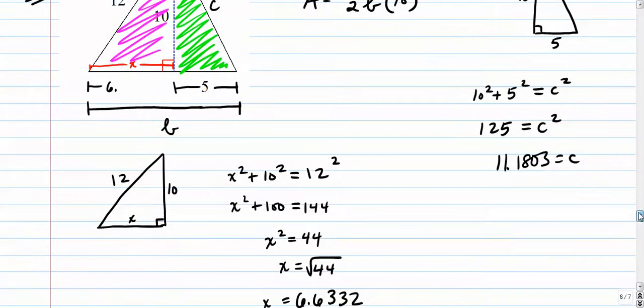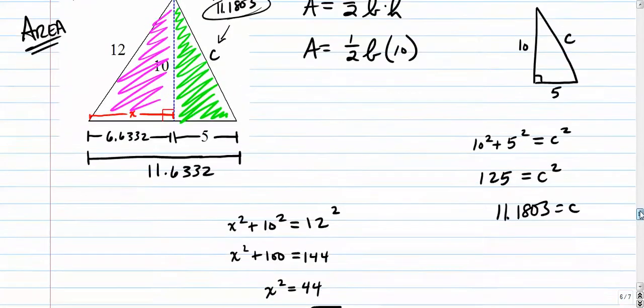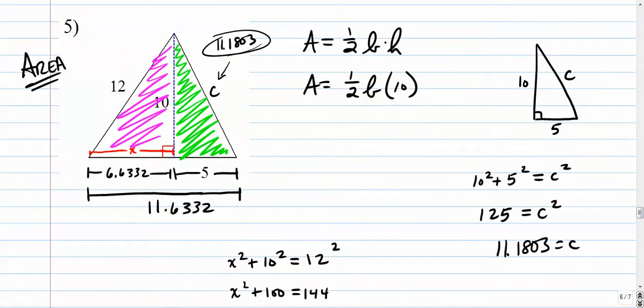What was it again? 6.6332. Great. So the whole base along the bottom, let me erase some of this stuff. The whole base along the bottom is 11.6332. If you go from here all the way over to here, you have to add those two lengths together. So it's 11.6332, and that'll be your base that you'll put right here.